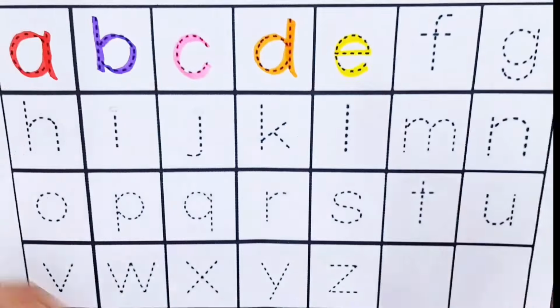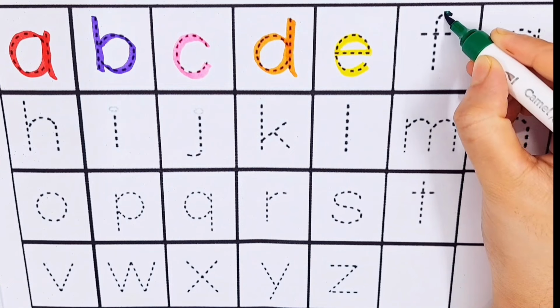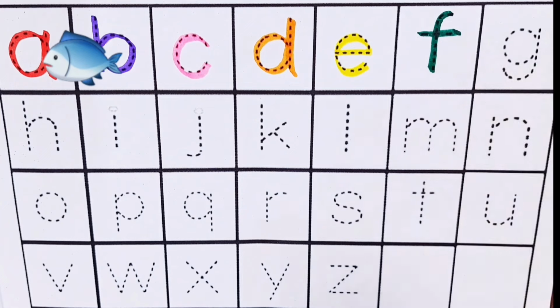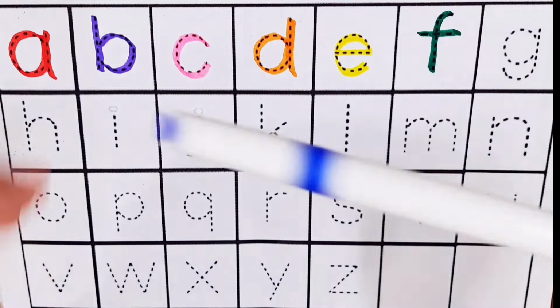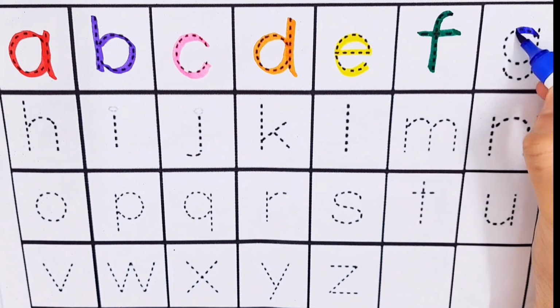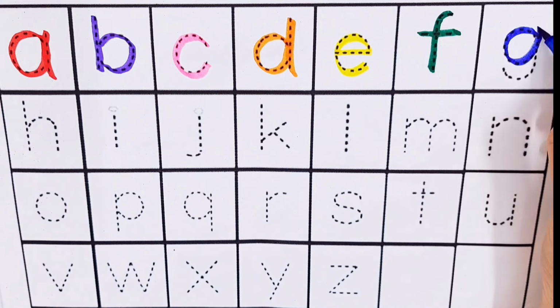Dark green color. F. F for fish. Dark blue color. G. G for grapes.